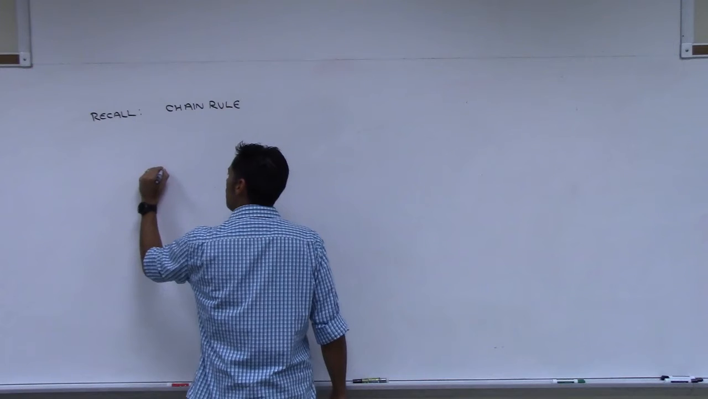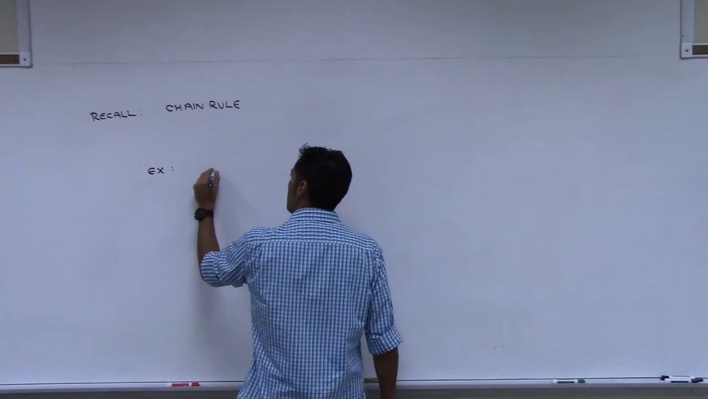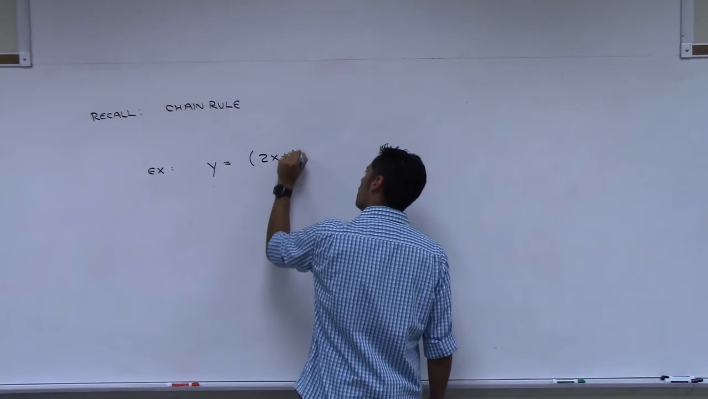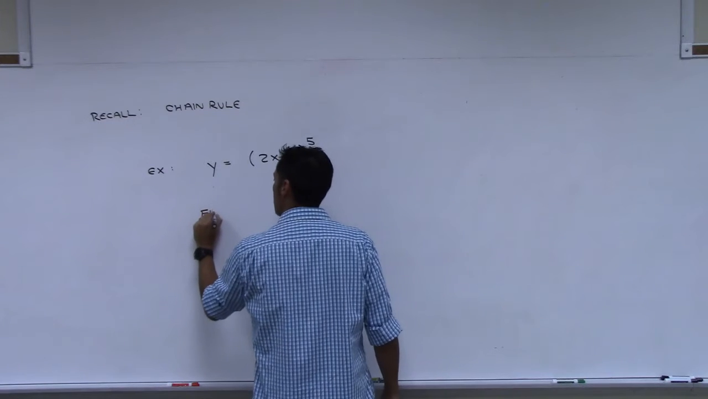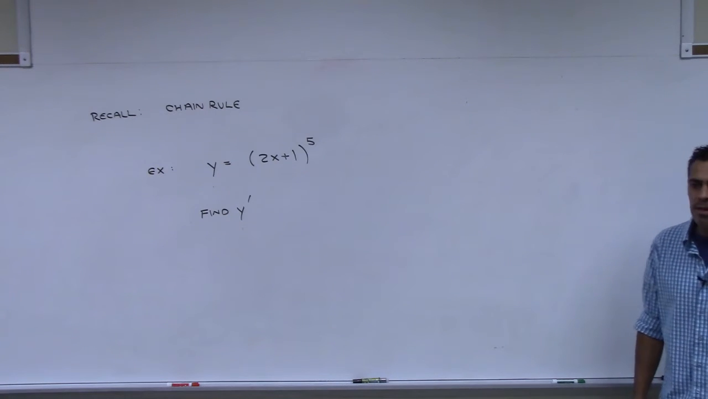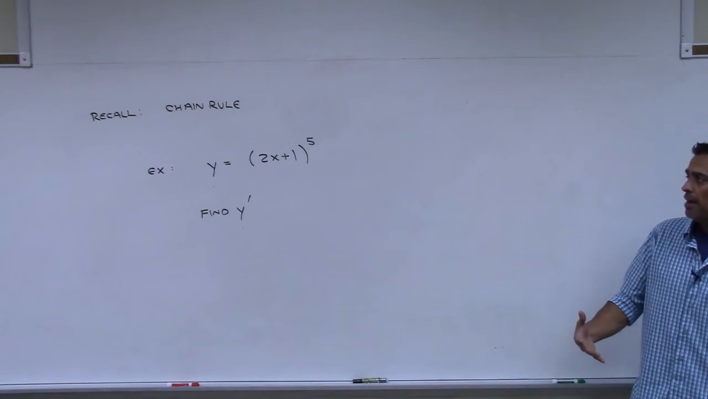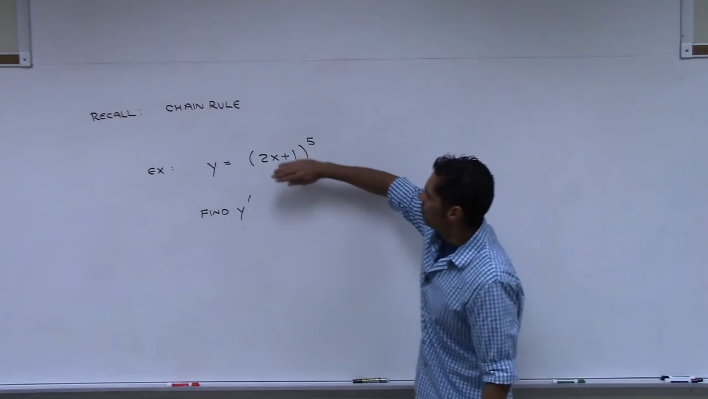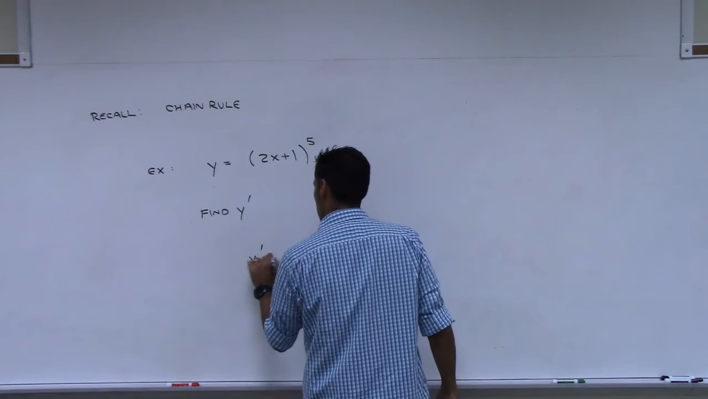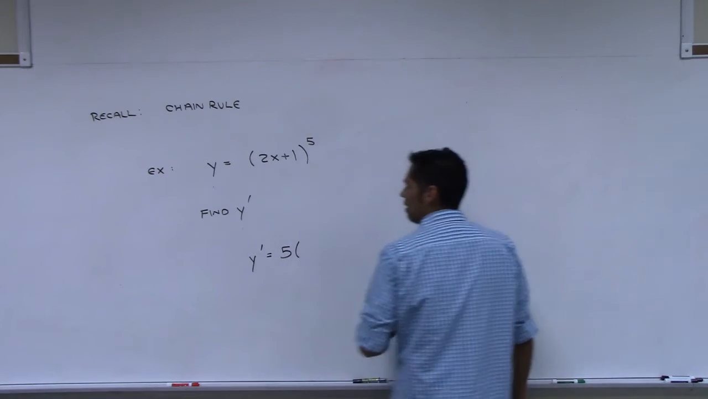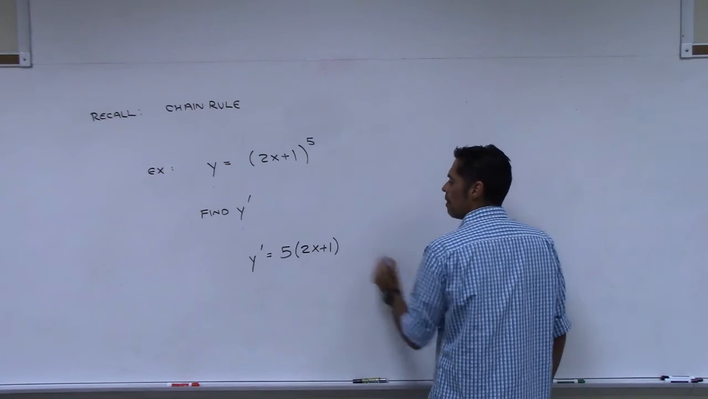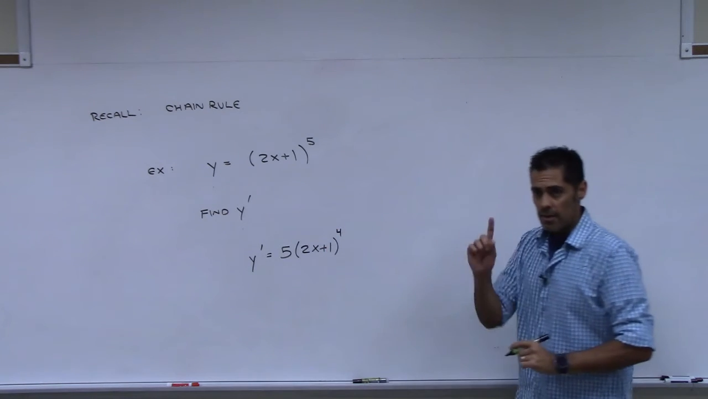So as an example, let's say that you had y equals (2x + 1) to the 5th power, and you were asked to find y prime. I'm trusting that everyone here would be able to do this. And we've done this already, right? So you have to look at this as something being raised to a power, right? So you'll bring that power out, 5. And then what will I write? The inside, 2x + 1. Then to the 4th power. All right? So far, that's our answer.